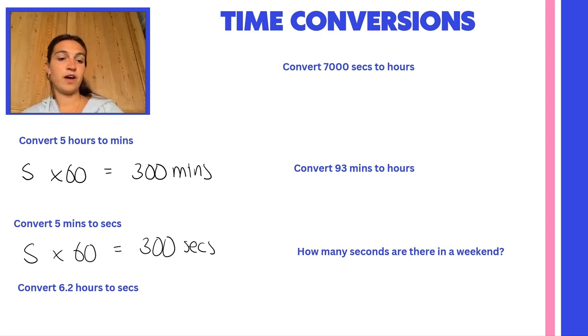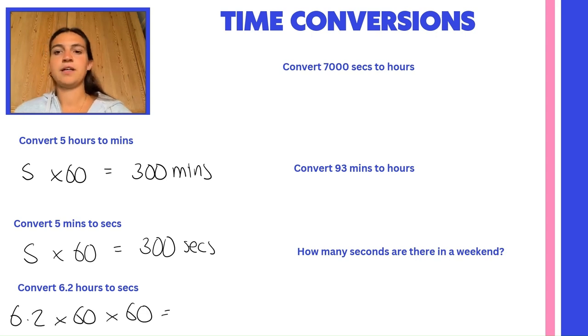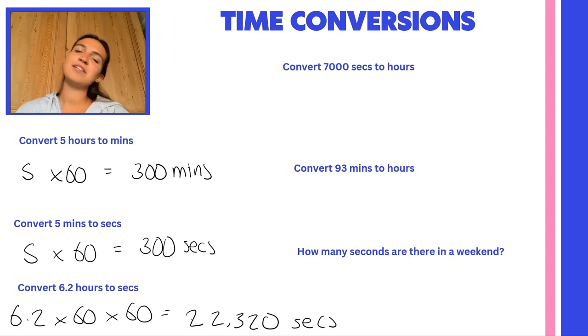Next one, convert 6.2 hours to seconds. So first, I need to convert it from hours to minutes. That's multiplying by 60. Then minutes to seconds, need to multiply by 60 again. So 6.2 times 60 times 60 gives me 22,320 seconds.